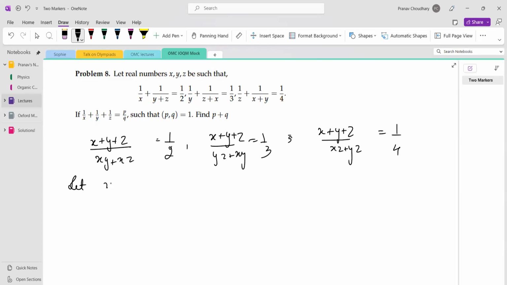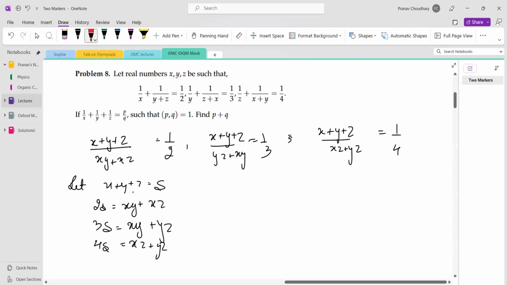So let x plus y plus z be equal to, not 3, sorry, s. Then 2s equals xy plus xz, 3s equals xy plus yz, and 4s equals xz plus yz. And this is a very standard thing. You can write xy as a, xz as b, and yz as c. So you have a plus b something, a plus c something, and b plus c something.